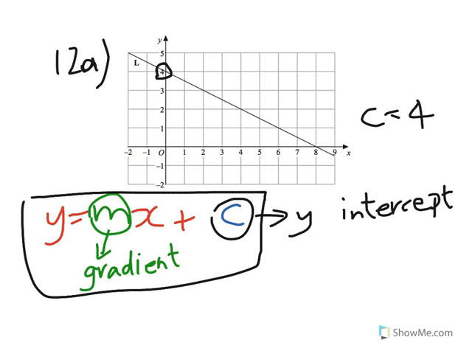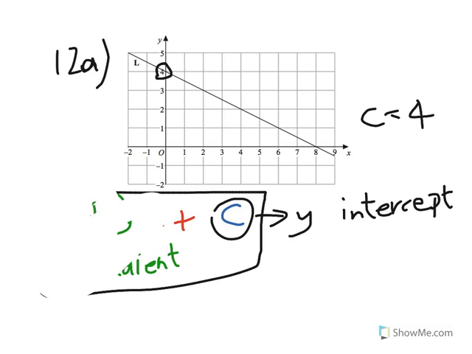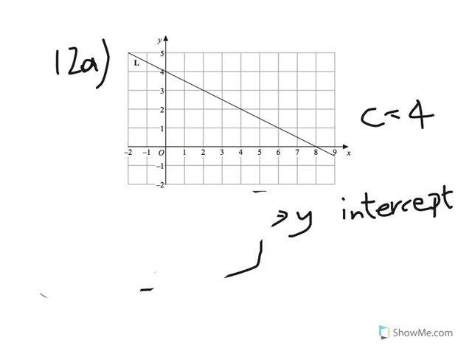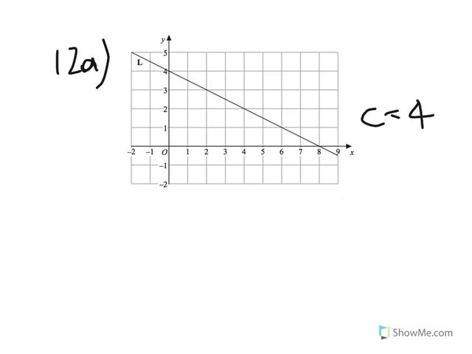Now, m, the gradient, is not as easy to find. You can't just find it from the graph. Actually, you can, but you need values and points. So to find the gradient m, you need to do this technique called rise over run. So what is rise over run?